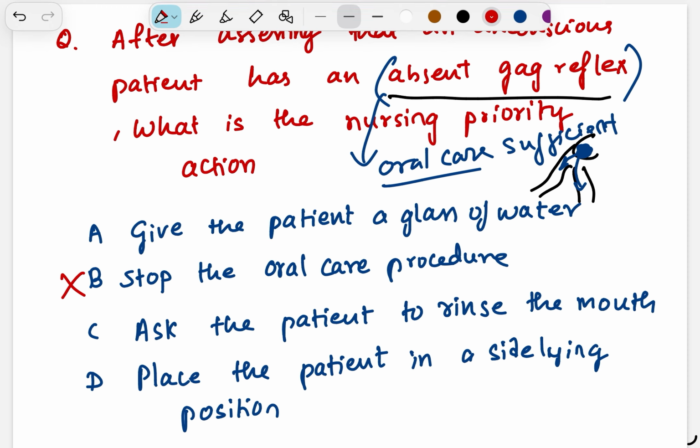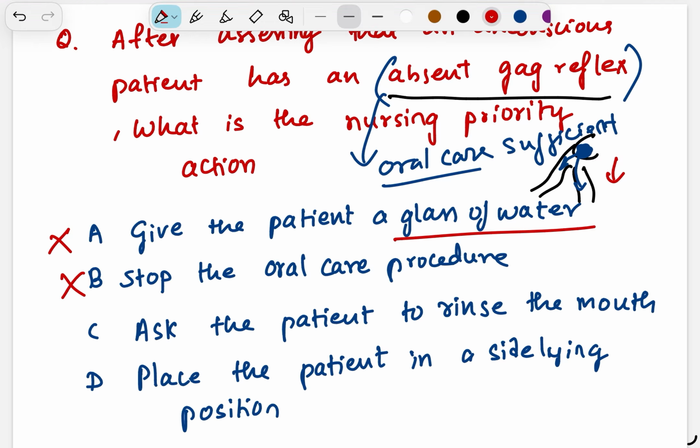Yes, you can't give a glass of water. Why can't you give a glass of water? Because there is a chance of aspiration. You can't give a glass of water, so this is also wrong. Then option C and option D. Which one is the right answer?